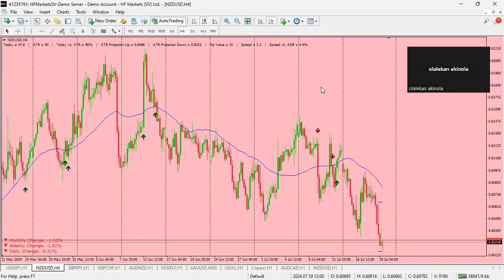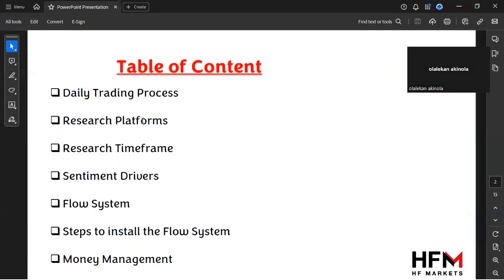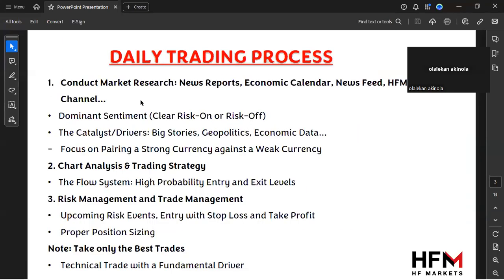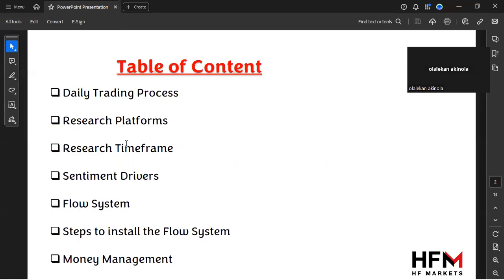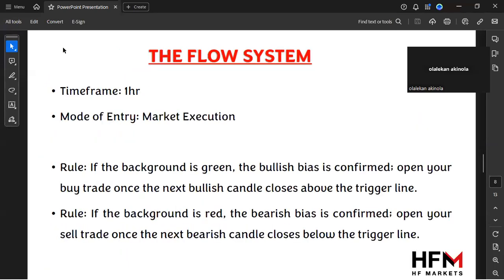But please don't forget, one important thing that is key to all of this is that you need to conduct market analysis. If you look at this, you'd see the trajectory to which we started from. We started from the fact that you always have to conduct market analysis, do research, understand the current situations, the big news, the current catalysts, the drivers in the market, paying attention to strong and weak currencies, and all of that. We discussed having to understand research timeframes, doing analysis, and then the flow system can then come in, high probability entry into the market.